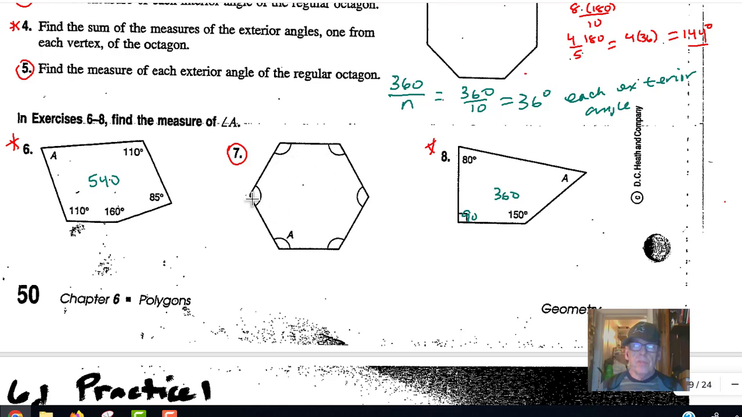With the one we have in the center here for number 7, it's a hexagon. Those all need to add up to 720. You've got 6 equal angles. Column X must come out to be 720. Divide by 6. Each one of those is going to be 120 degrees. Okay, so you have 6 and 8 to complete on your own.